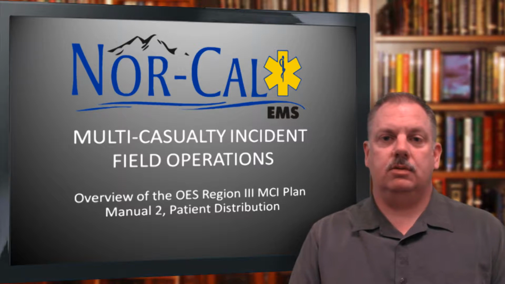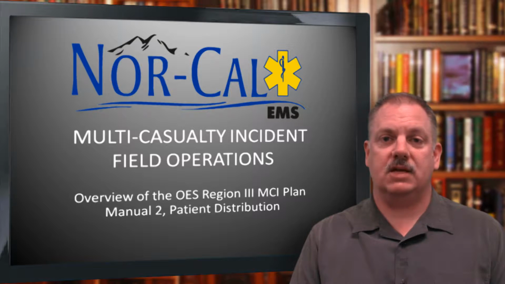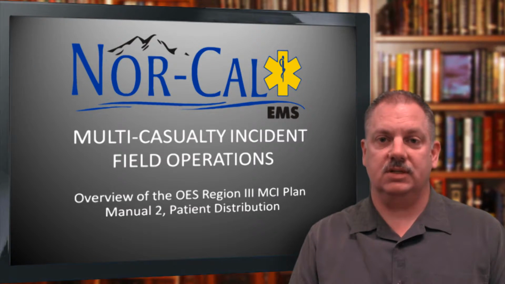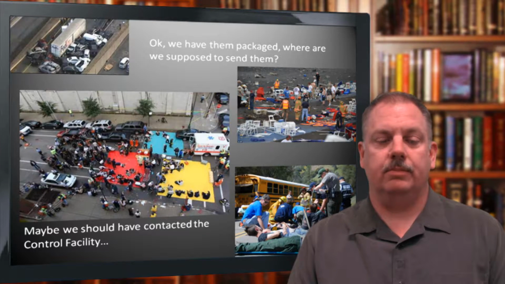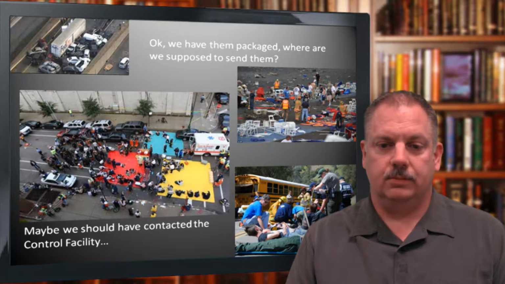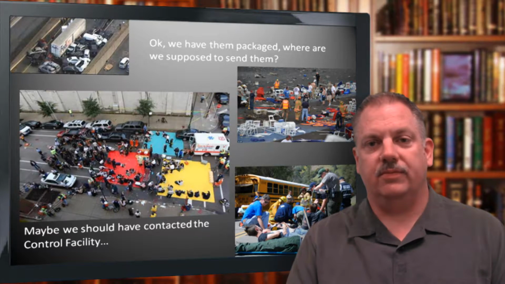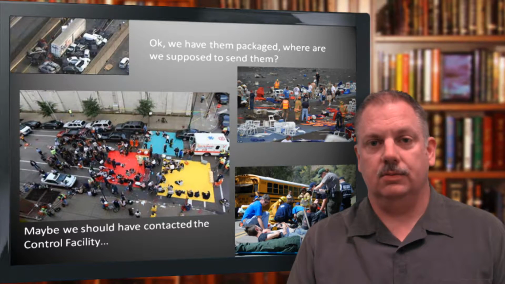The Region 3 plan for control facility operations is designed to help the distribution of patients from a mass casualty incident to area receiving facilities. So the first slide I want to show you is some MCIs, and what are we going to do? The providers get there and get all the patients packaged up, and now what are they going to do?